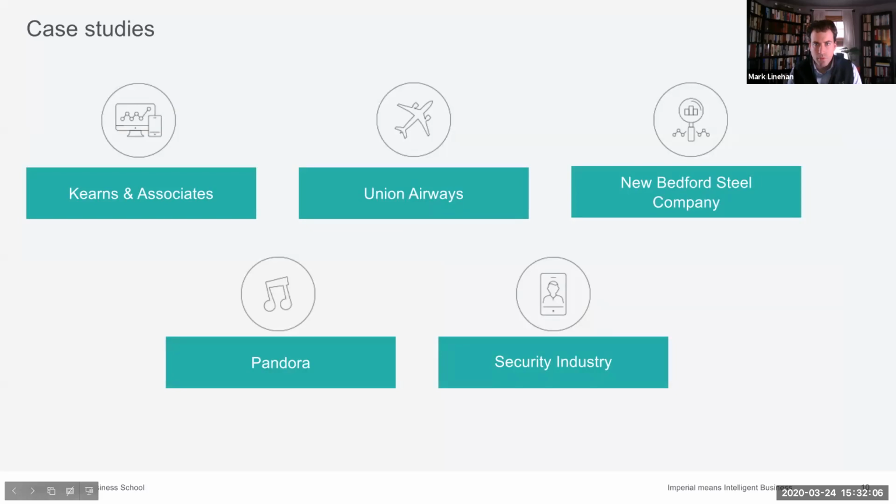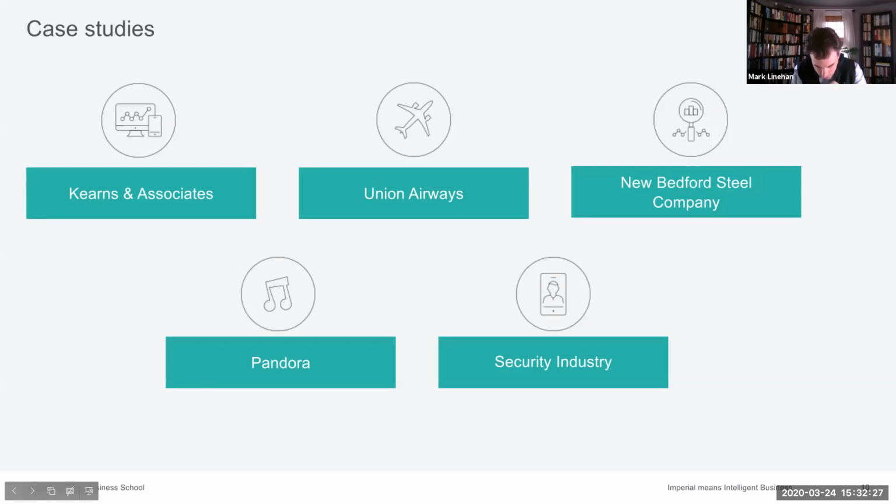For example, we're looking at Kearns and Associates. That's a construction company that needs to decide which construction projects to invest in, given a limited budget as well as financial constraints on their profit targets.